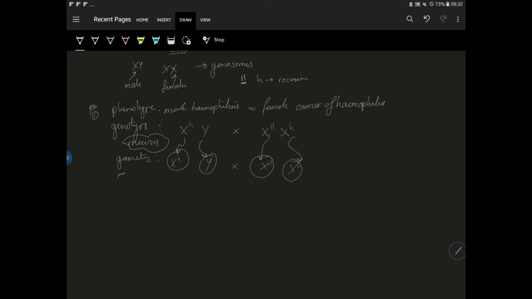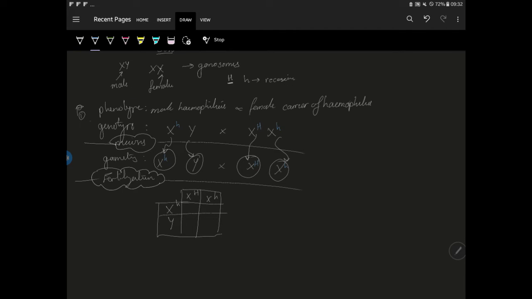Let's continue. We have fertilization, and we have our genotypes to follow. But first let's do a Punnett square. So we have X small h and Y across the top, and X big H and X small h down the side. Let's fill in the Punnett square. We get X big H X small h, X small h X small h, X big H Y, and X small h Y.